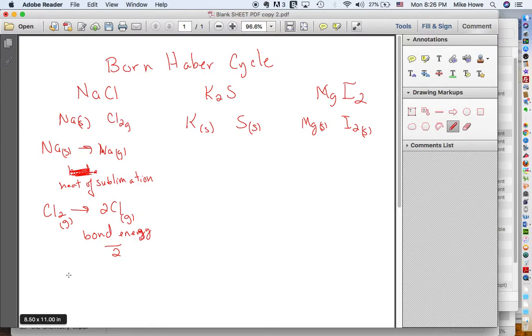All right, the next thing that has to happen is both of these atoms need to become, they're gaseous atoms, but they need to become gaseous ions. So the sodium is going to lose an electron like this. So it becomes a sodium ion, and an electron is thrown away. Okay, they're all still gases.